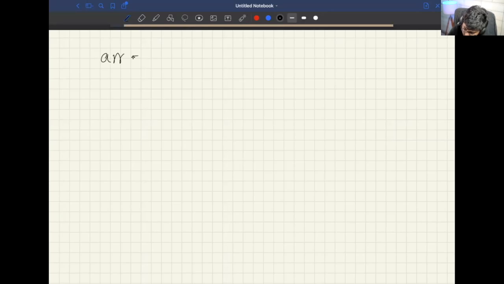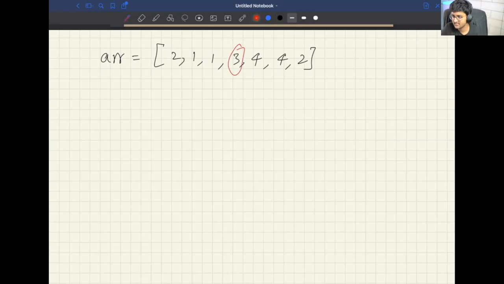Let's say the array given to you is 2 1 1 3 4 4 2. And in this array, you can see every number is appearing twice, but 3 is occurring only once. Can you all see that? How do we find that? First, tell me the brute force approach.